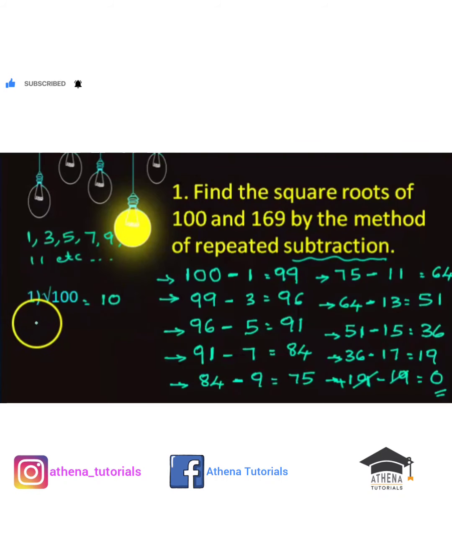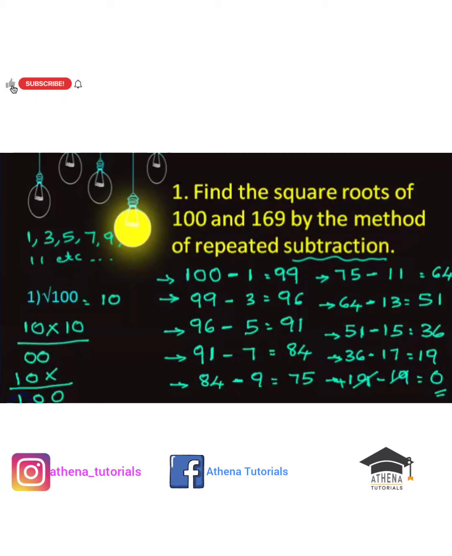If you want to cross verify, let's do 10 tens. 0 into 0, 0. 0 into 1, 0. Anything multiplied by 0 will be 0. 1 zeros are 0. 1 ones are 1. So 0, 0, 1. So we got the answer as 100. So 10 is the answer.